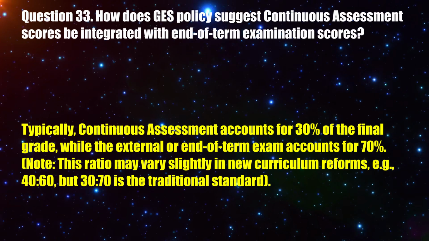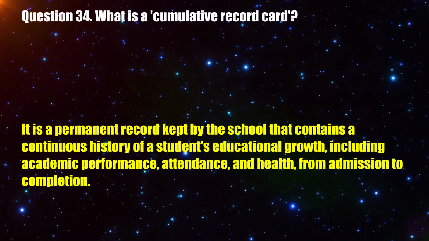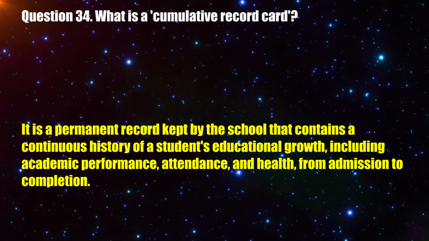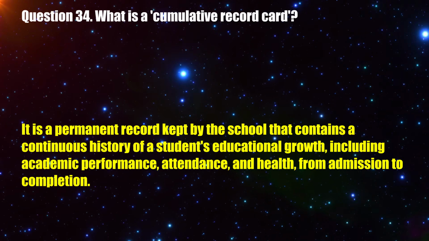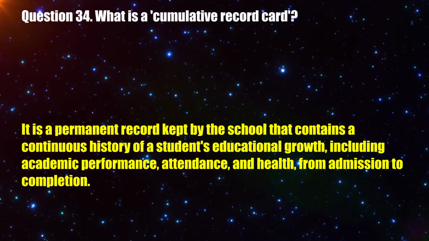Question 34. What is a cumulative record card? The answer is, it is a permanent record kept by the school that contains a continuous history of a student's educational growth, including academic performance, attendance, and health, from admission to completion.